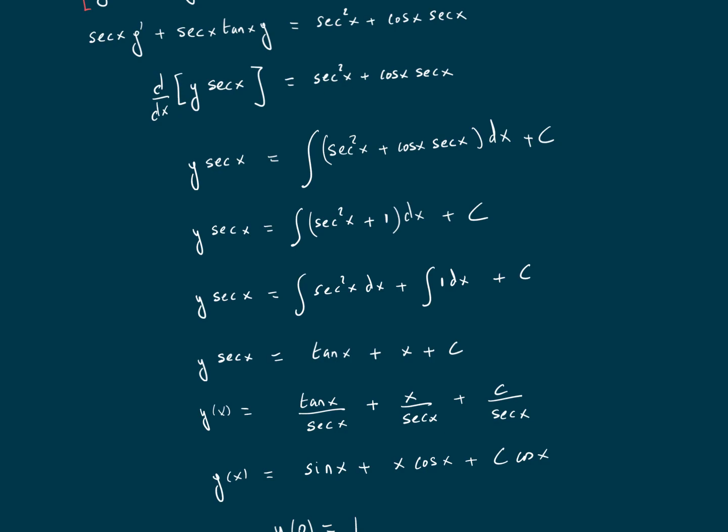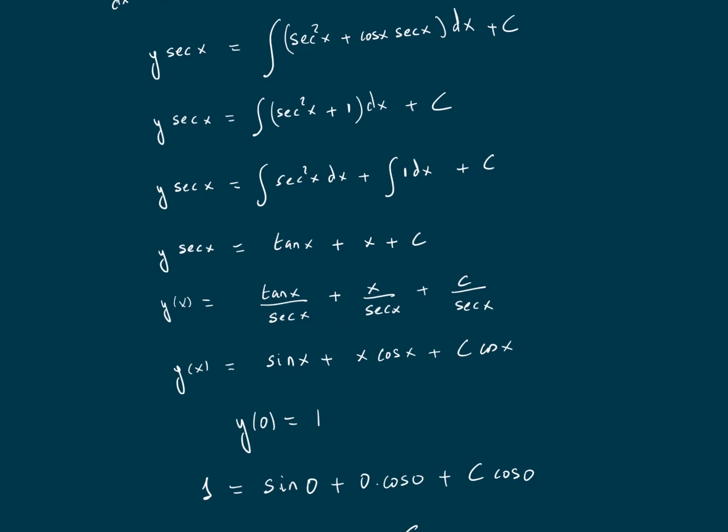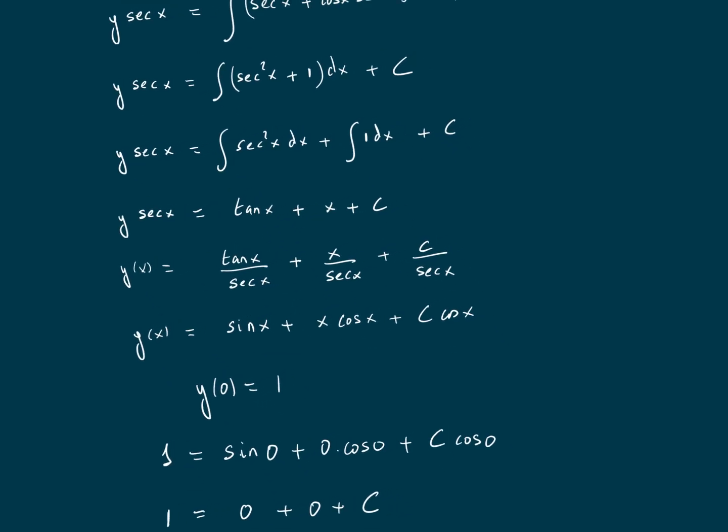So what is the final solution? The solution y of x is tangent x divided by secant x plus x divided by secant x plus c divided by secant x. But because secant x is 1 divided by cosine of x, the solution will appear in terms of cosine of x, like y of x equals sine of x plus x cosine of x plus c cosine of x, since tangent of x divided by secant of x is sine of x.